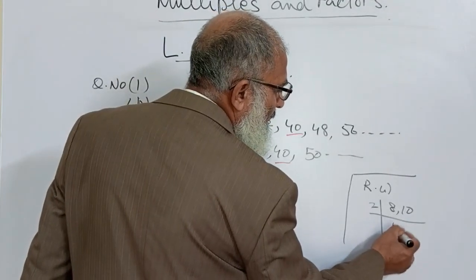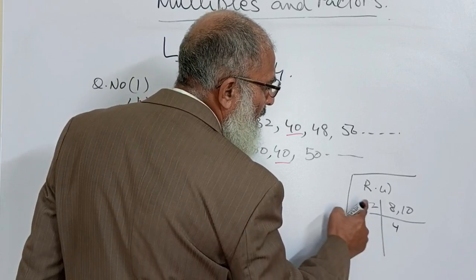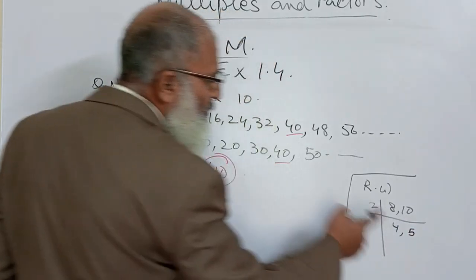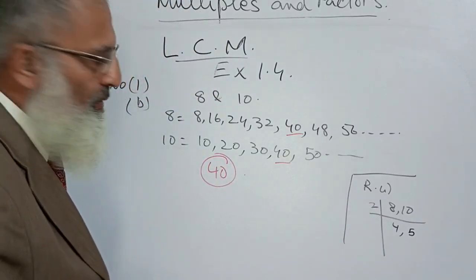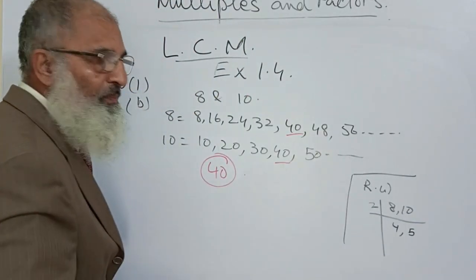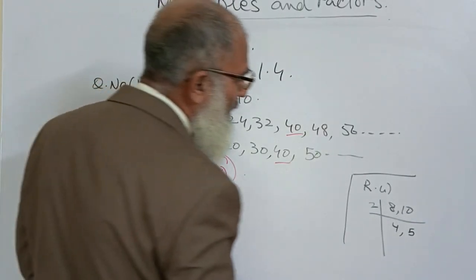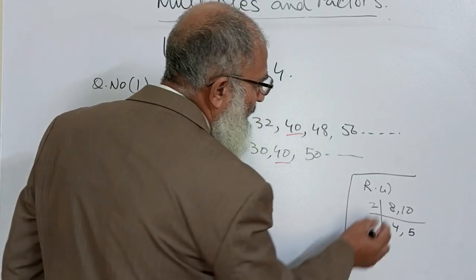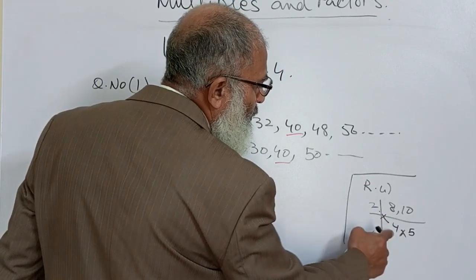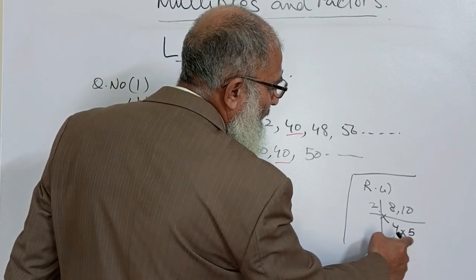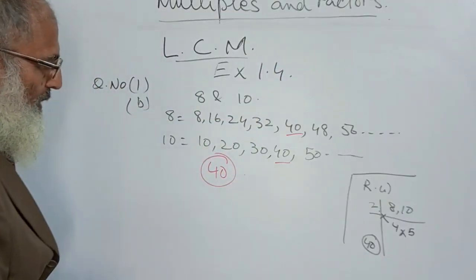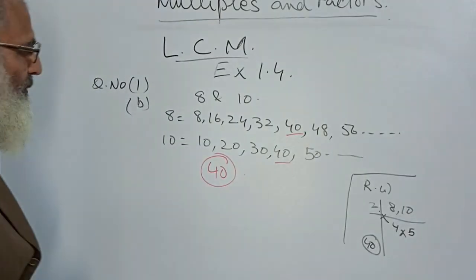Now 2 fours are 8 and 2 fives are 10. Now you see that there is no number which can divide these two numbers at the same time. So what we do, we just multiply all these numbers. 2 fours are 8 and 8 fives are 40. So again we got 40 over here. So this is a shortcut method.